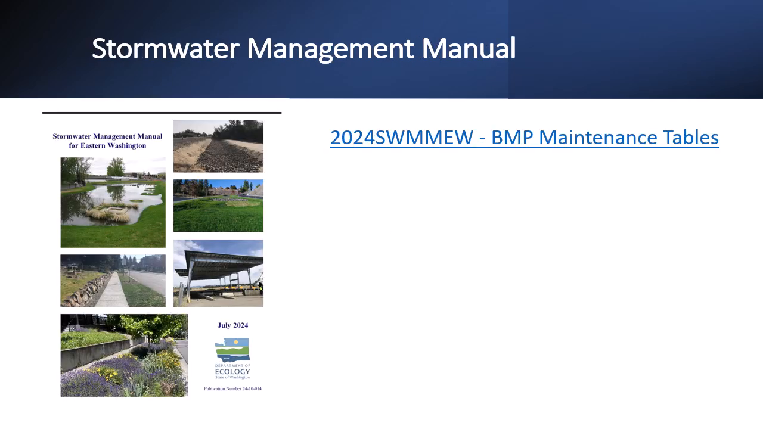While we will go over each of these facilities and a few common things to look for during an inspection, Appendix 6A in the Stormwater Management Manual for Eastern Washington provides a table of all maintenance routines for each stormwater facility that should be used during an inspection. These are available online for convenience.